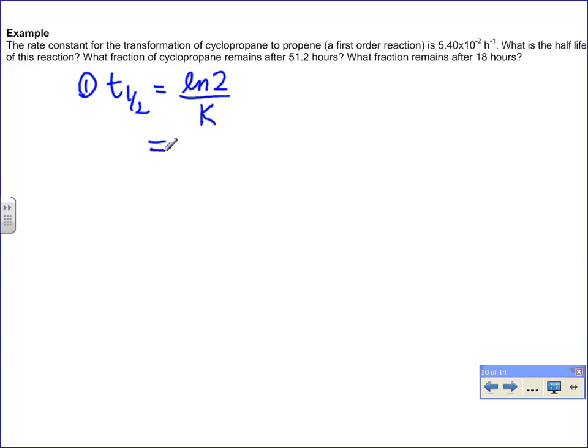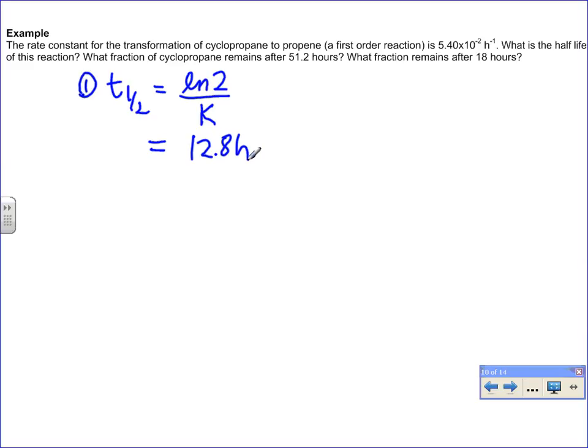So it's ln of 2 divided by 5.4 times 10 to the negative 2 hours to the negative 1, and we get 12.8 hours. Okay, so that means that half of the sample will have reacted after 12.8 hours. Now in the second question it asks, what fraction of cyclopropane remains after 51.2 hours?